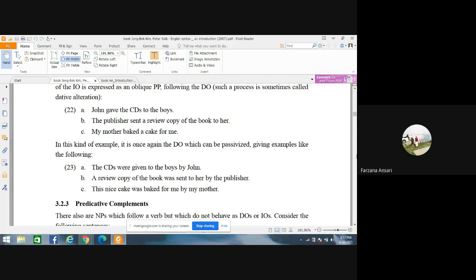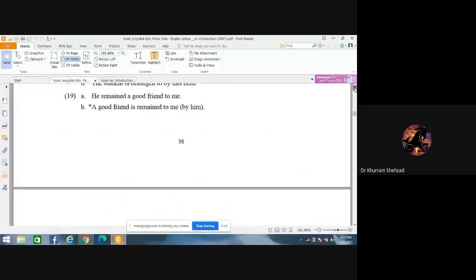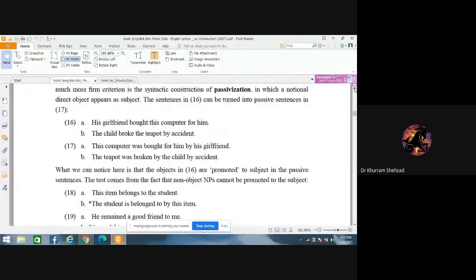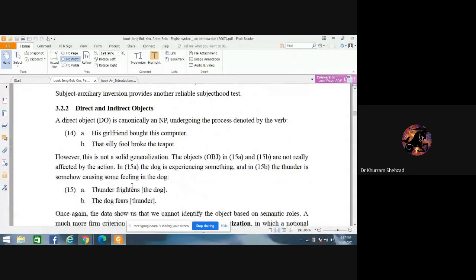Yes, sir. Again, read this concept that you have already read. Just a two-minute reading, and then we will move forward. Direct and indirect object: please give it a reading again.